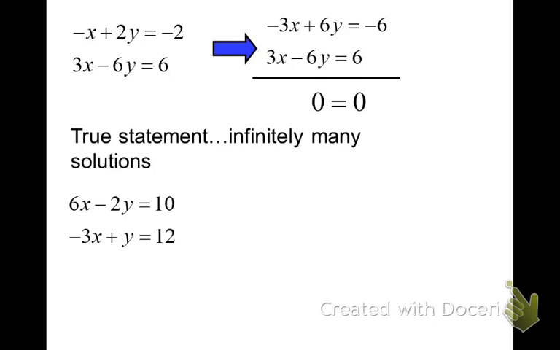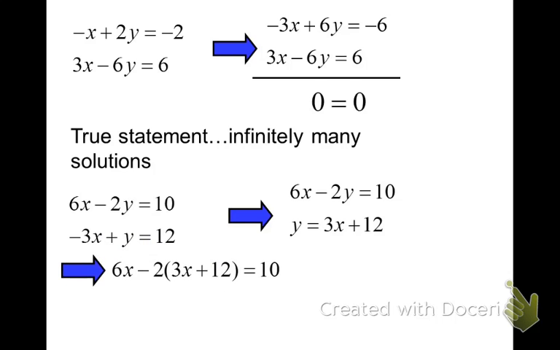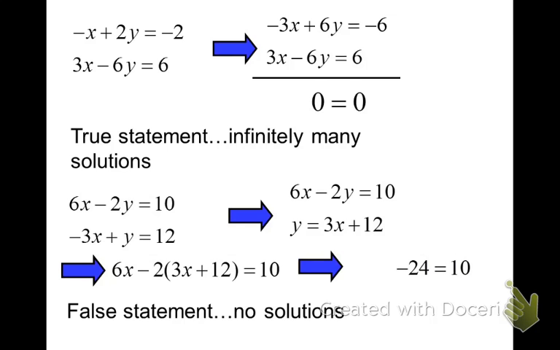Here's another example, and I would definitely choose substitution here, and I would solve for y in the second equation, and I would plug and chug. When I do that, I'm going to get a situation where all the x's go away, and I'm left with the statement negative 24 equals 10. Well, that's not a true statement, so we now know that there's no solution to this problem. What does that mean? It means that the lines are parallel.